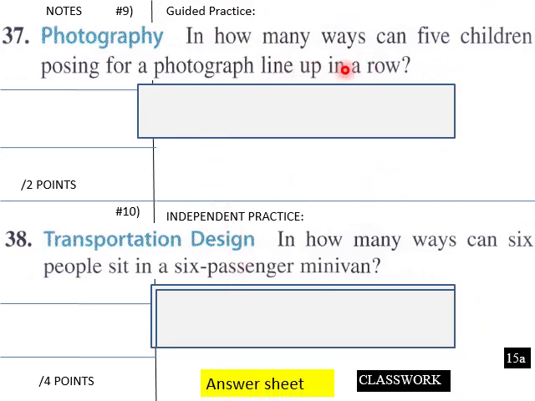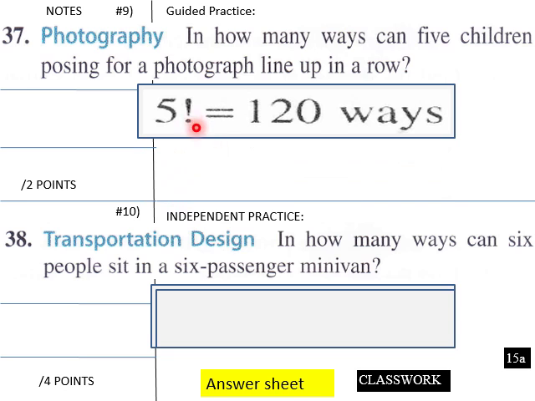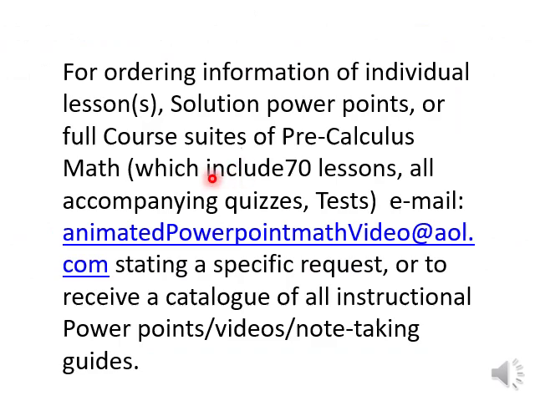How many ways can 5 children posing for a photograph line up in a row? This one is yours down here, students. But for this one, how many different ways can 5 children pose for a photograph? Of course it'll be 5 factorial, which is 120 ways. And that is 8.5 part 1 of pre-calculus math.